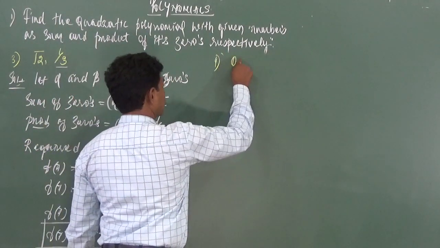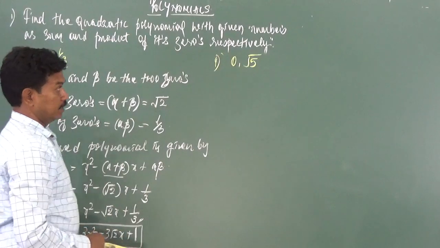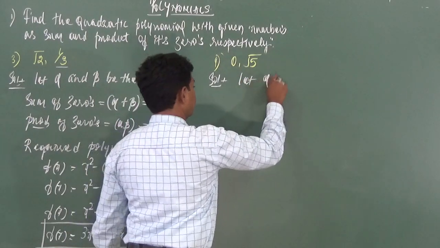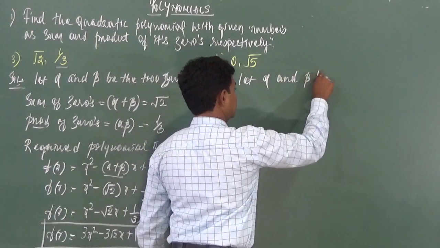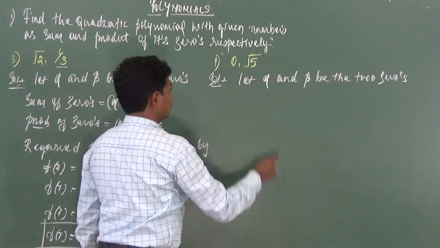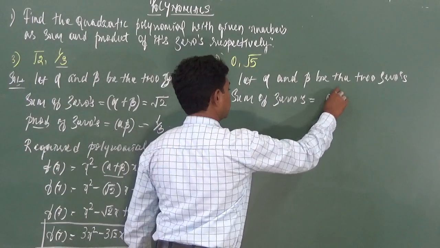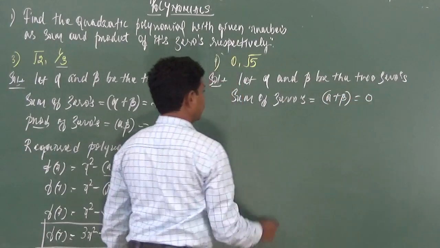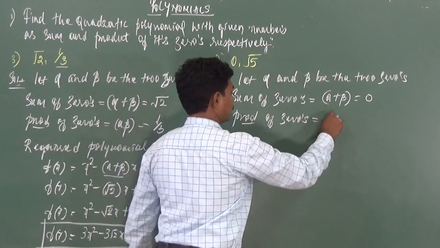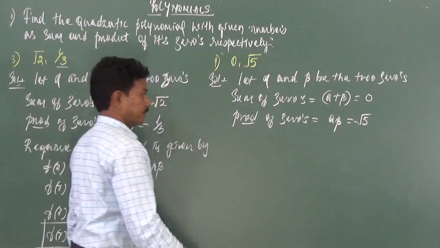Fourth problem: 0, root 5. So 0 is the sum of the zeros and root 5 is the product of the zeros. Let α and β be the two zeros. So sum of zeros is α + β = 0. Product of zeros is αβ = √5. No problem here, we have collected the data.